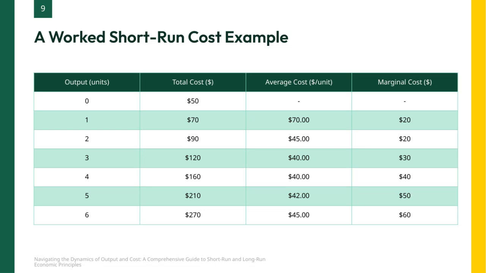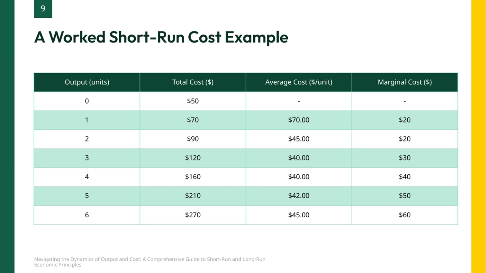Here we have a worked example illustrating short-run costs using a table. The first column shows the output in units, from 0 to 6. The total cost column reflects the overall expense for producing each output level. Notice at 0 output, there's still a fixed cost of $50, even without producing anything.